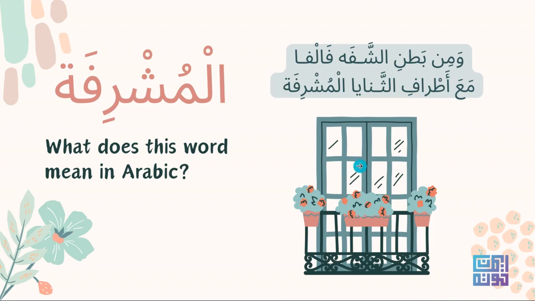So what did he mean by وَمِن بَطْنِ الشَّفَا فَالْفَا? بَطْنِ الشَّفَا, الشَّفَا means the lip, the inside part of the lip. But which one? Is it the upper lip or the lower lip? He did not mention it. But we understand because he says أطراف الثنايا, the edges of the incisors. Which incisors? The down or the upper ones?